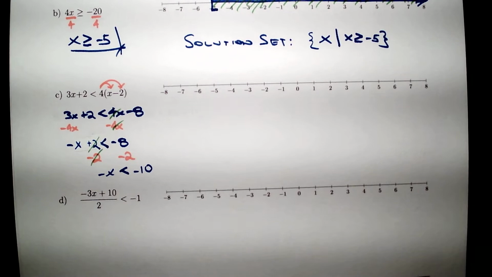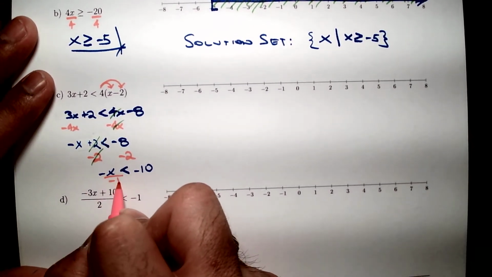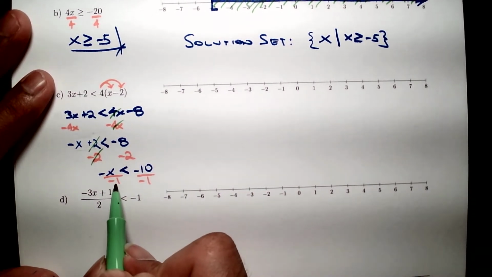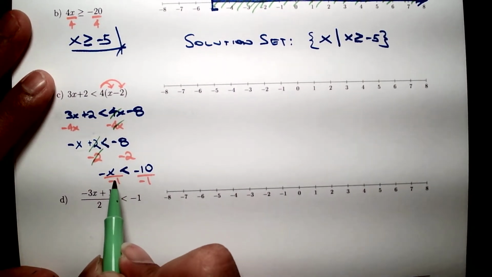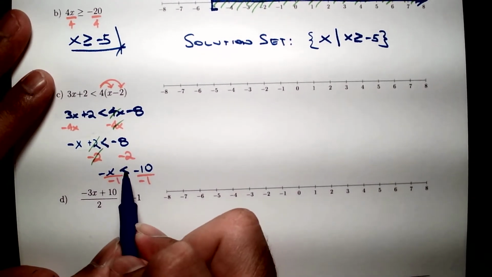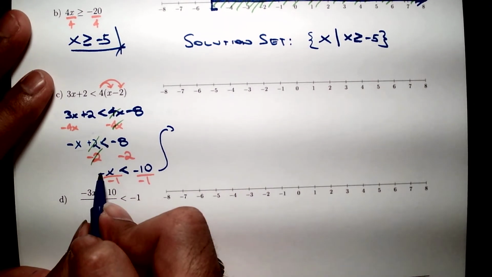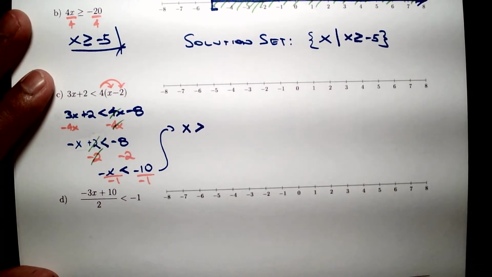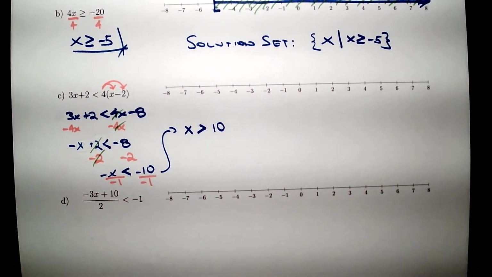And last but not least, as a last step right here, we are going to divide both sides by -1. But be careful, what do we do when we divide or multiply both sides of an inequality by a negative number? Well, if your thought is to change the inequality sign, then you are correct. So negative over negative is positive x. Change the inequality sign's direction, and negative over negative is positive 10.